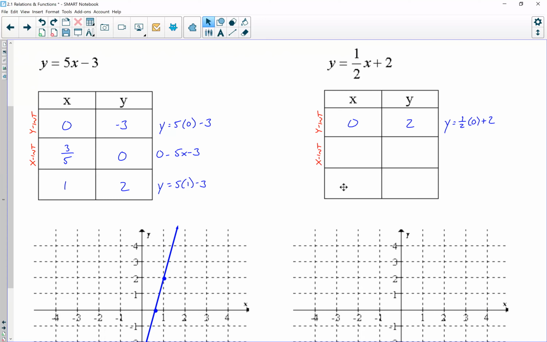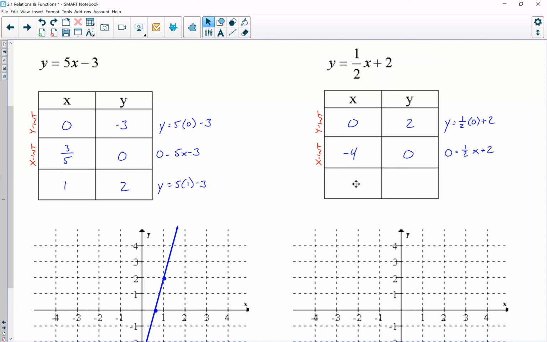Now I can find my x-intercept, and I know that's when I have to let the y value be 0. So if I plug 0 in for y and then solve, I'd have to subtract the 2 and then multiply by the reciprocal of 1/2, and that reciprocal is 2. So if I subtracted the 2, I'd have -2. Multiply by 2, which again is the reciprocal, I get -4 for my x coordinate.